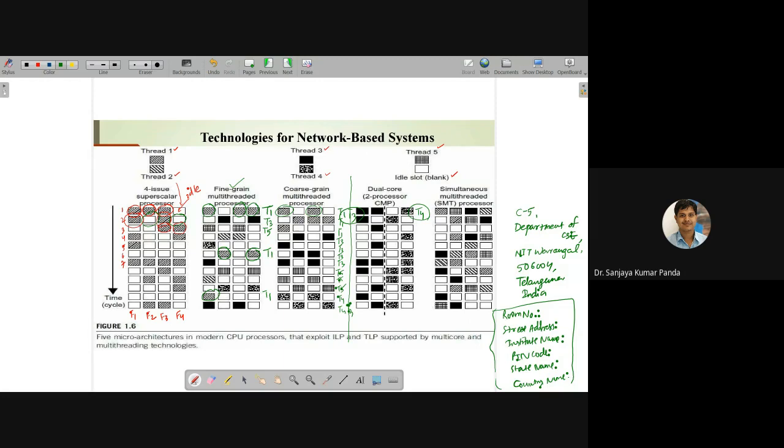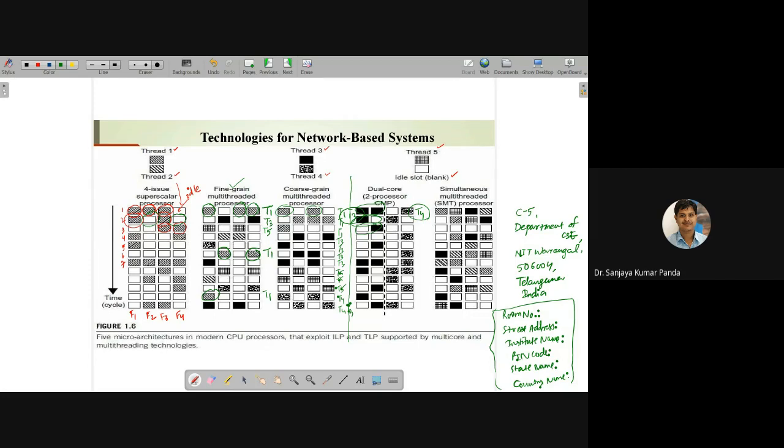2 processing cores, and each core is single threaded and a 2-way superscalar processor. This is called a 2-way superscalar processor. Now the last microarchitecture is another advanced one, which is used in today's systems also. That is called the simultaneous multi-threaded SMT processor.